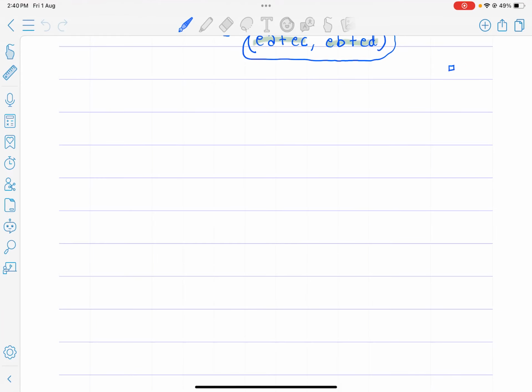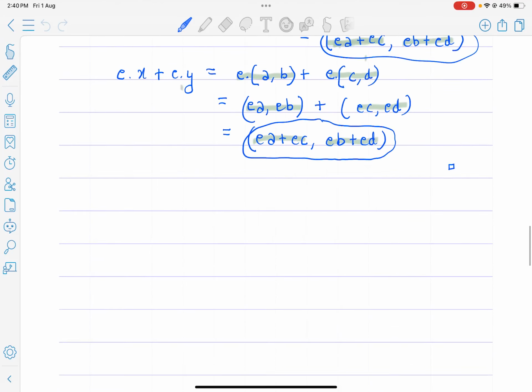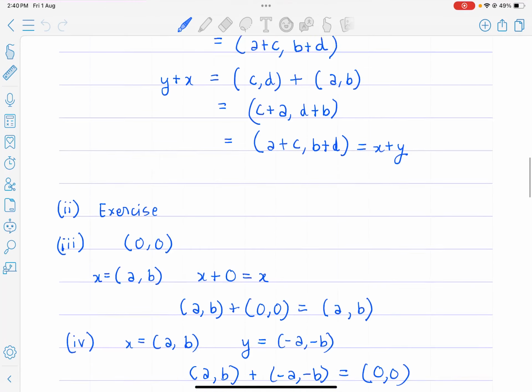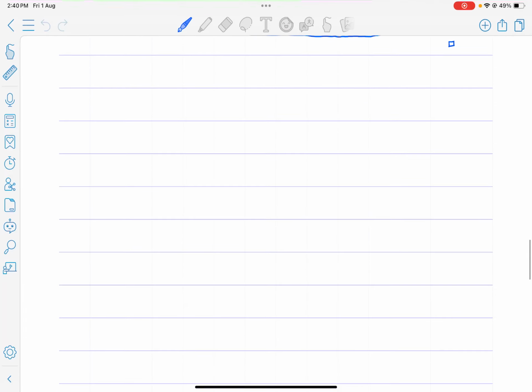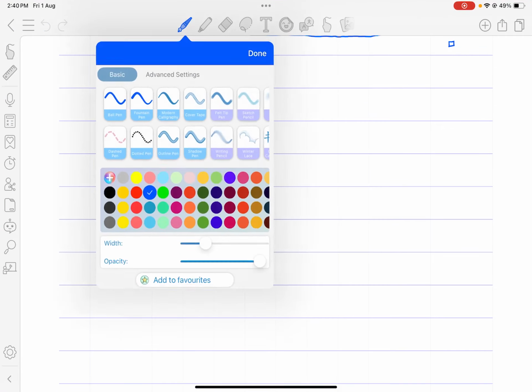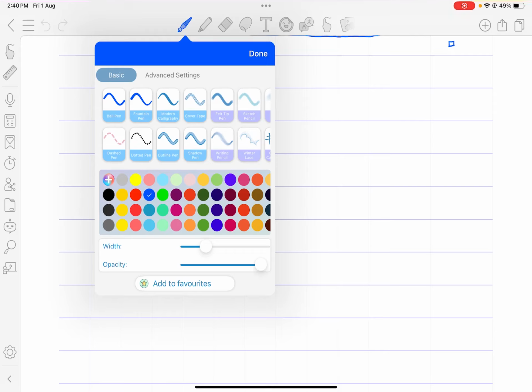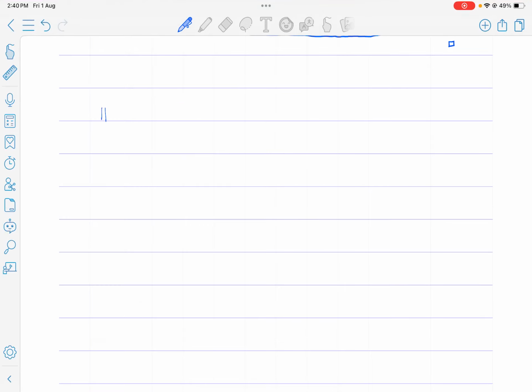Hi, in this video, I'm going to talk about more examples of vector spaces. If you remember in the last video, we talked about this R2. I will just show you how the addition and scalar multiplication act there, and then we will talk about more examples. So let's get started.